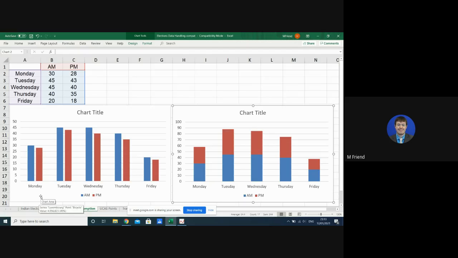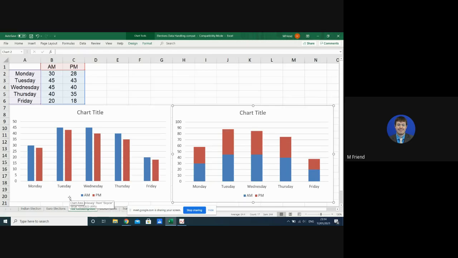Now, what I'm comparing here very easily is morning and afternoon. I can see that on every single day, the blue bar is slightly higher than the red PM bar. Therefore, I can immediately tell that more cups of tea are drunk in the morning than in the afternoon for every single day. In fairness, that's actually quite clear from the table as well. 30 is bigger than 28, 45 is bigger than 43, etc. But if I had a lot more data, it might be quite difficult to compare every single pair of numbers.